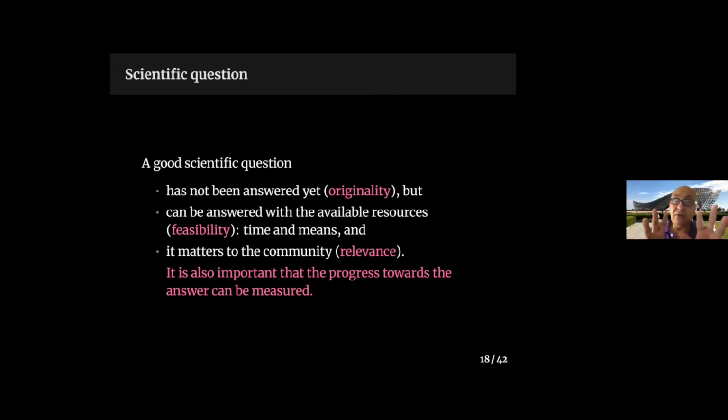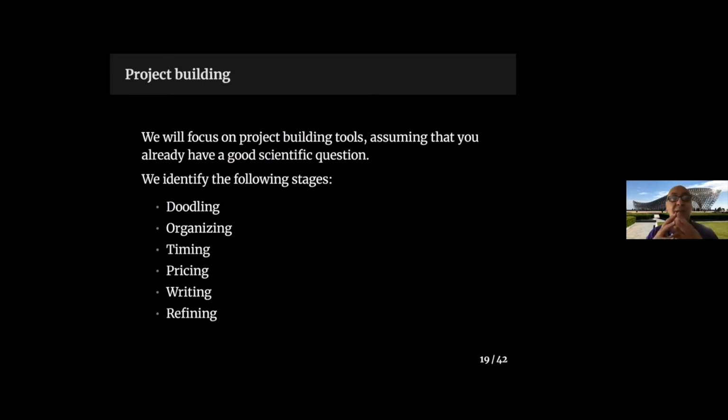So we are dealing with experimental science, or with science that has a good experimental component. So you have to list the things that you have to do. So you go checking, I did this, and then I did this, and then I did this. It's important that the progress can be measured and tracked. How do we build a project? Let me check the time.